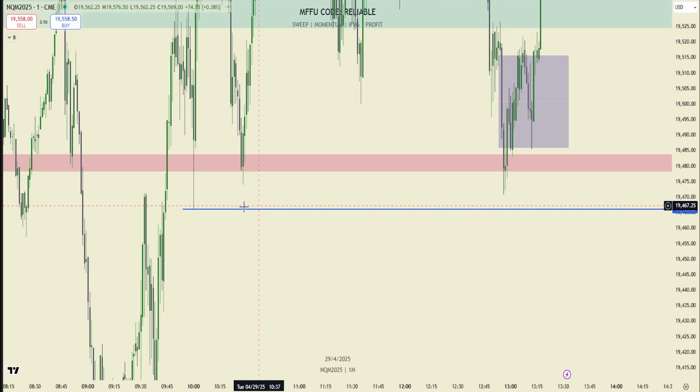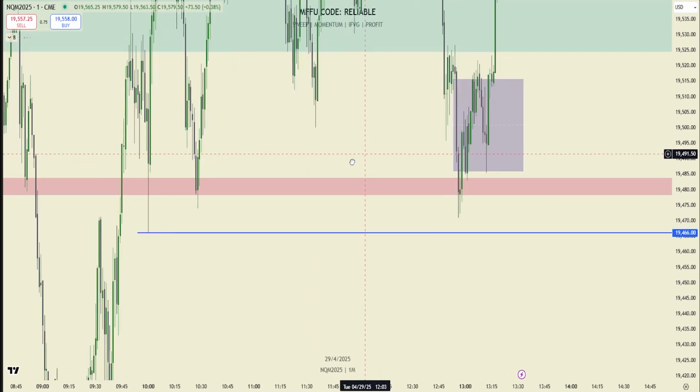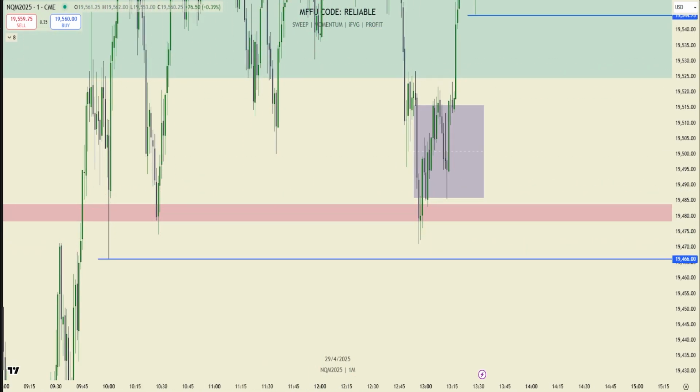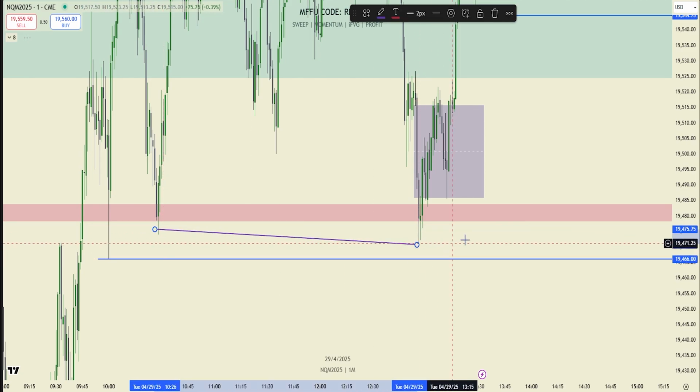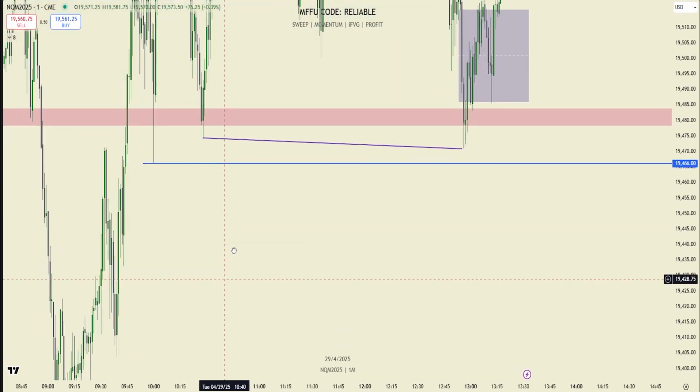Obviously, the problem is we make relative equal lows here. You think we sweep these, but no, we actually just get an SMT with this low here. We just shoot right back up, right?